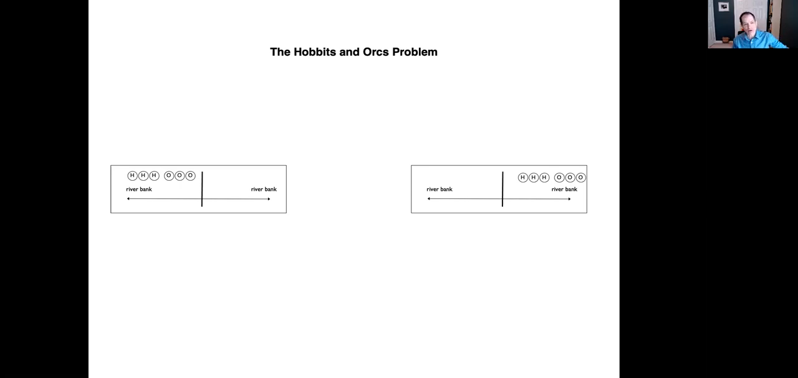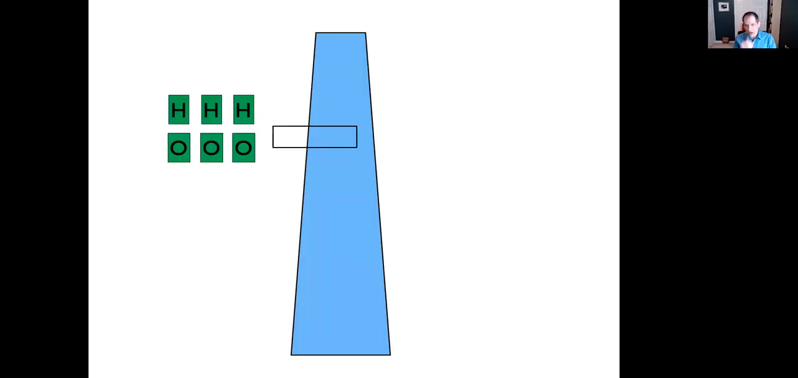We've got three hobbits, three orcs, the H's and the O's. We've got the riverbank and the riverbank and the river in the middle, and we want to get them all to the other side, right? So how are we going to do that? Here's my representation, and there's the boat in the middle. So there's our river, there's our boat, there's some hobbits, and there's some orcs.